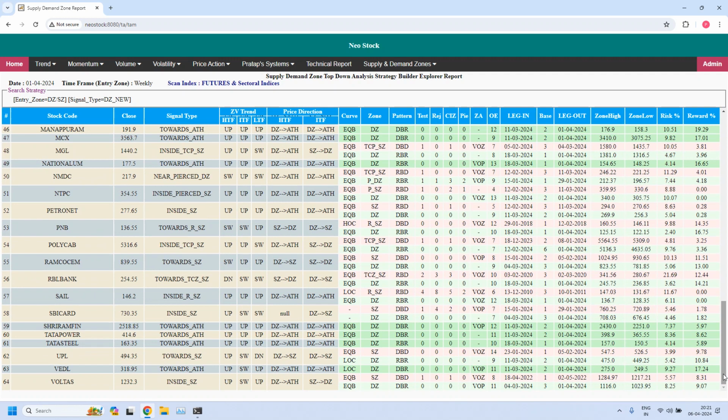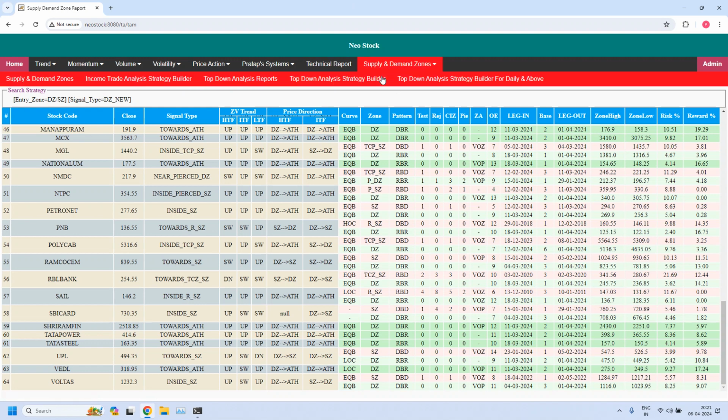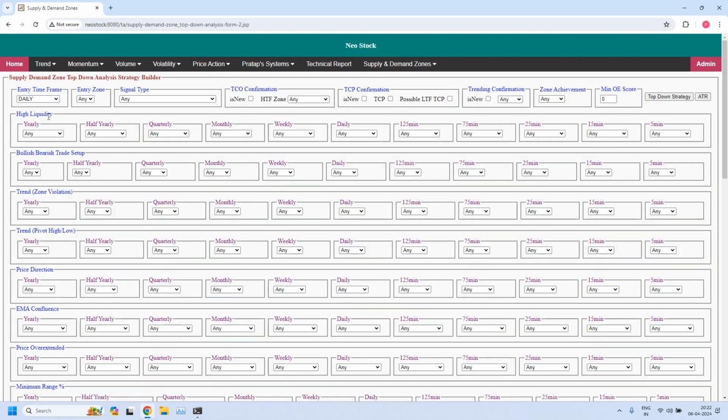Let us observe the market closely during the coming week. Okay, now we will generate the reports based on EMA Confluence. So entry time frame is weekly. Let us find the zones, weekly zones having EMA Confluence.